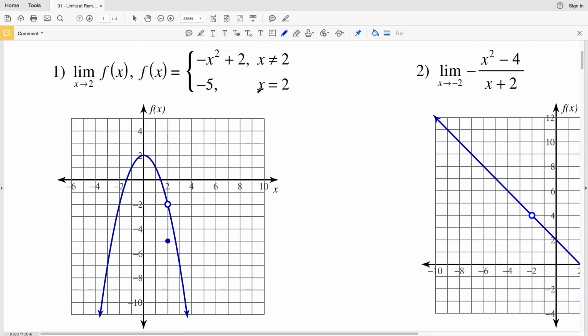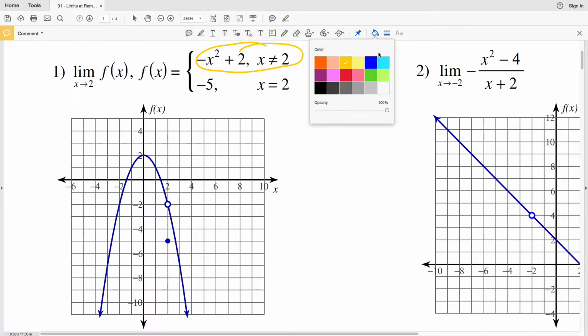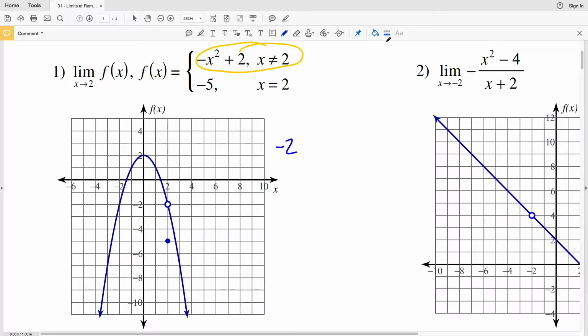However, unlike direct evaluation, where we were able to plug in a and solve, if we were to plug in a, we would have x equals 2, which would give us negative 5. But that's not the limit. The limit we have to evaluate, remember, from the right and the left, which occurs for this piece of the function. So as we're coming from the left, we're approaching negative 2, and as we're coming from the right, we're approaching negative 2 for f of x as we approach 2 for x. Therefore, that is the limit. The limit is negative 2 for number 1. So again, the limit does not necessarily equal what that function is at that point.